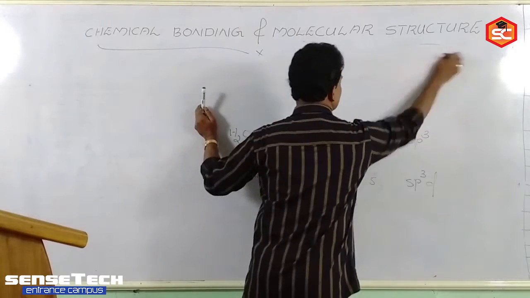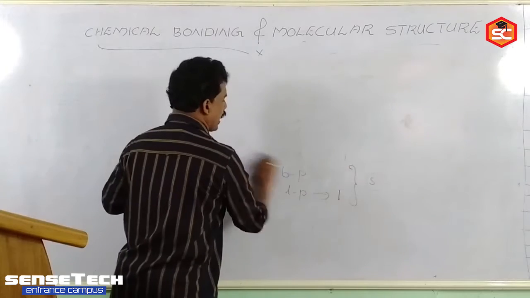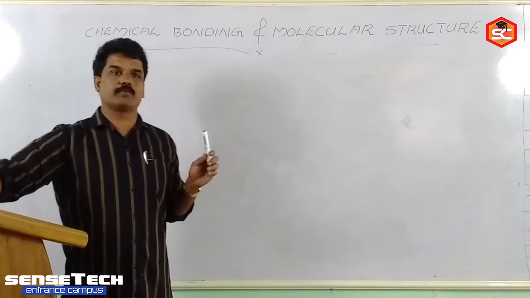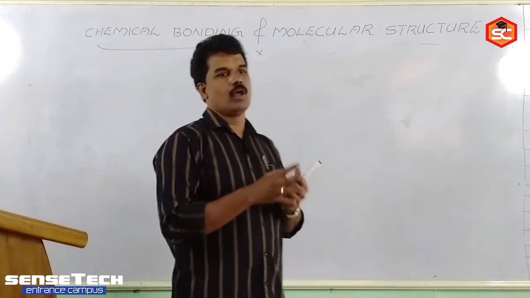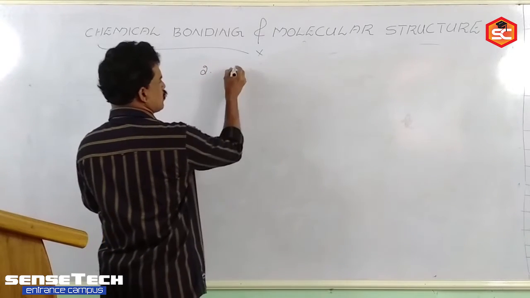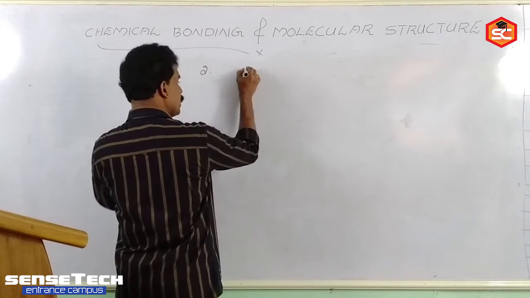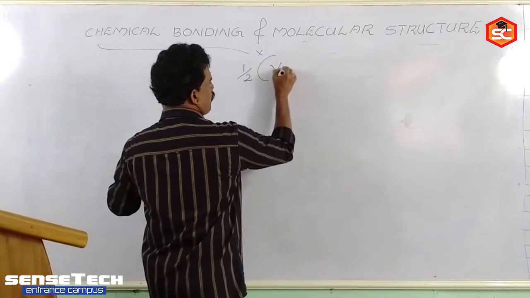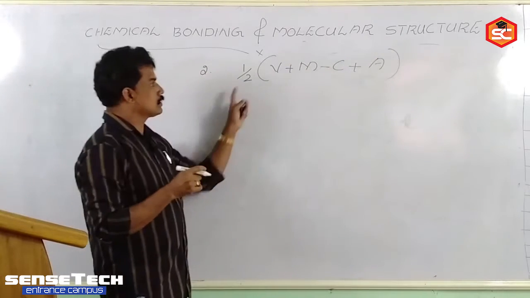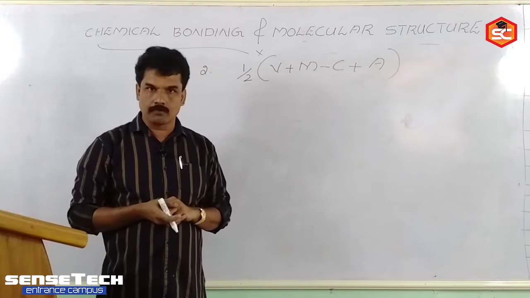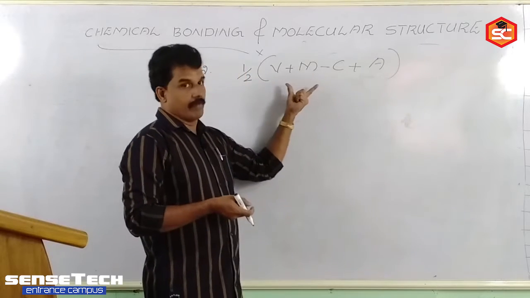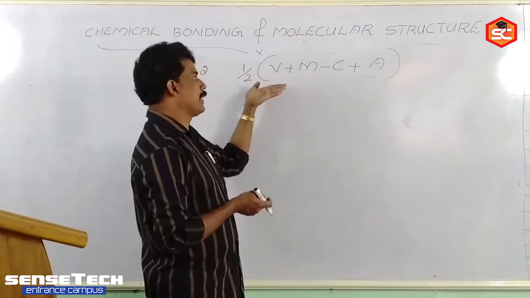And the second one. The first method is not applicable in the case of ionic species and the like. Sometimes it may be difficult to identify the lone pairs and bond pairs in ionic species, because you must be thorough with the valence electrons. Now we can apply the second method for identification of hybridization: we can use one formula. It is half into V plus M minus C plus A. This is the formula we use for identification of hybridization, whether it is an ionic species or non-ionic. It is a very important formula. For any species you can identify the hybridization.